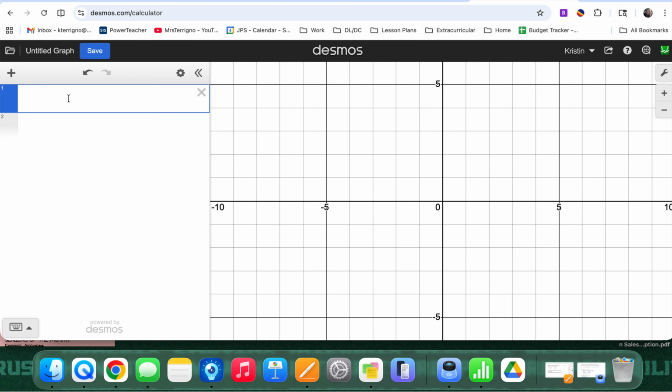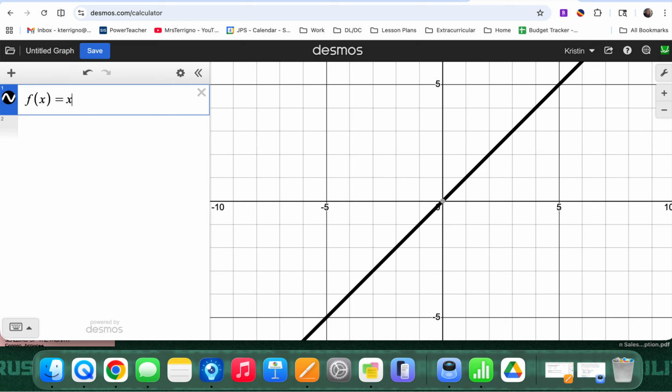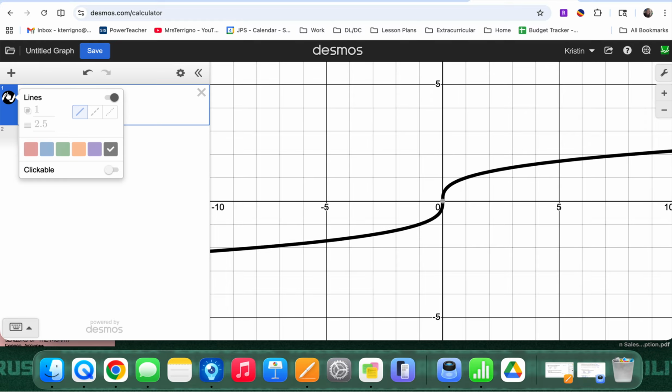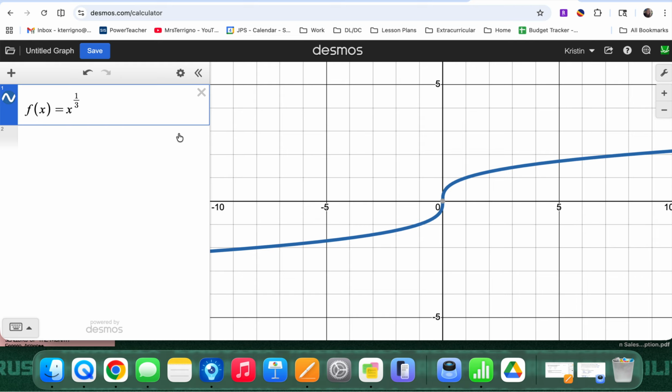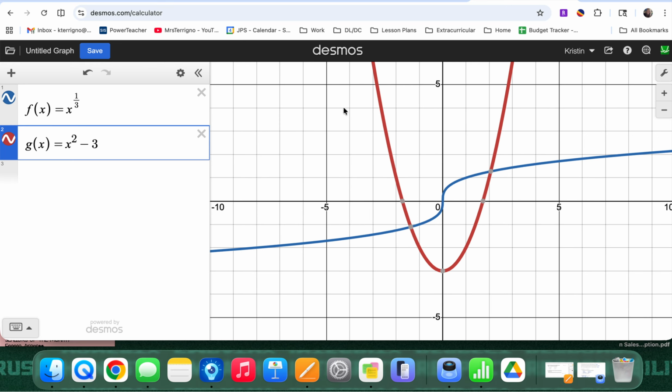So we have the functions. Again, I'm going to name these f of x and g of x. I'm going to mark that on my paper in a second. Make this x to the power of 1/3. And then the other function is g of x equals x squared minus 3. So the area we're trying to find is the area that's squished between the blue graph and the red graph. You can see that's this area right here.